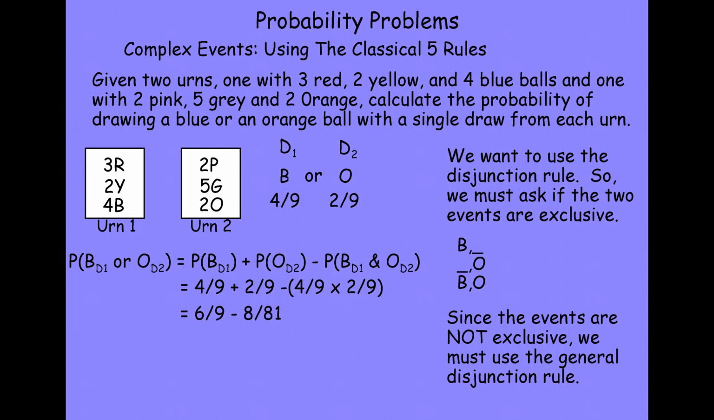And that'll give me 6/9 minus 8/81. To subtract fractions, I have to have the same denominator. So I'll multiply that first number by 9, and I get 54/81 minus 8/81, and that gives me 46/81 as the probability for drawing a blue or an orange or both.